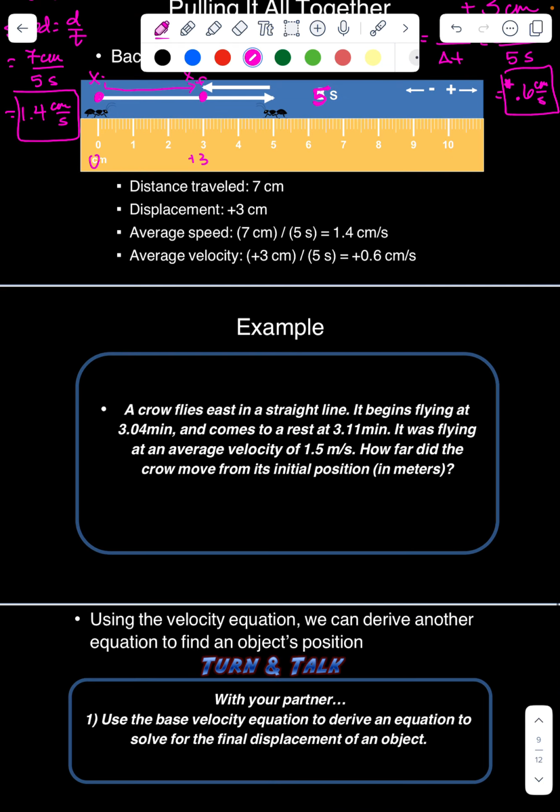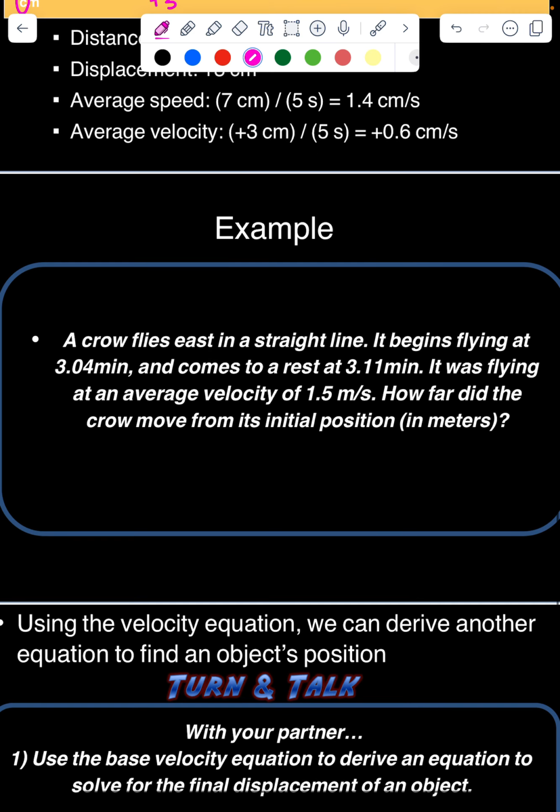All right, so in this example, we have a crow that flies east in a straight line. It begins flying at 3.04 minutes and comes to rest at 3.11 minutes. It was flying at an average velocity of 1.5 meters per second. How far did the crow move from its original position, or its initial position, in meters? Okay, so this is our first real word problem for physics so far.